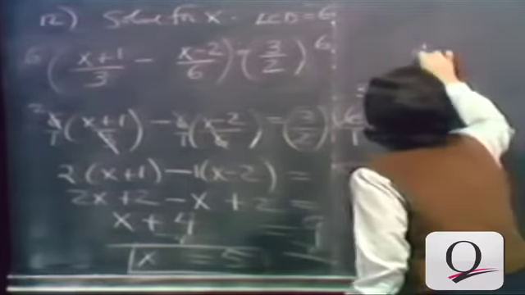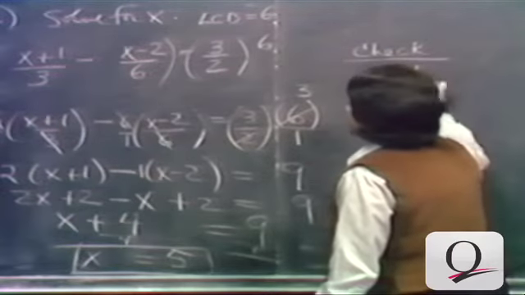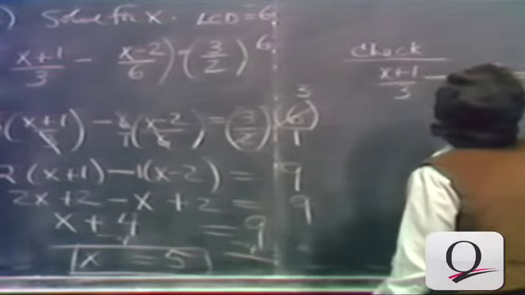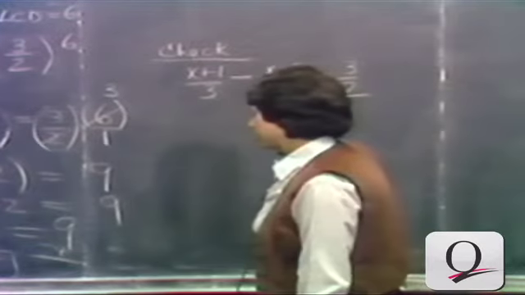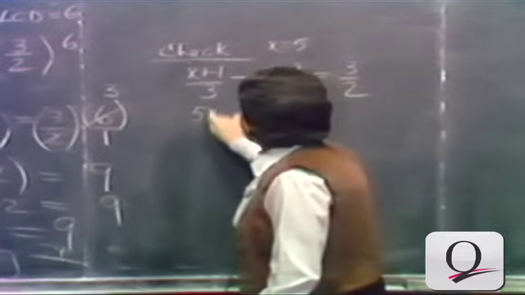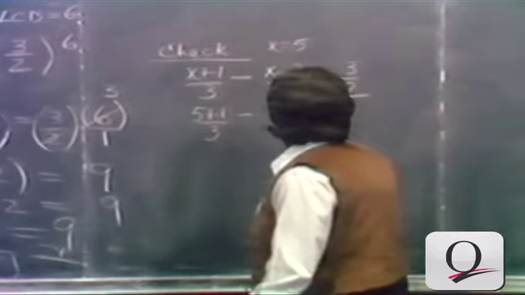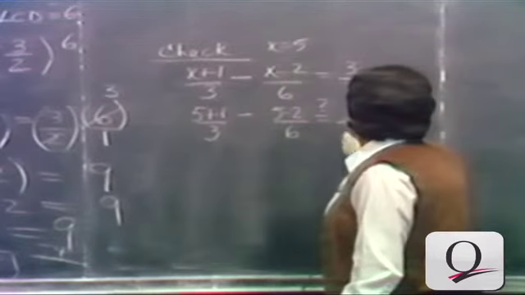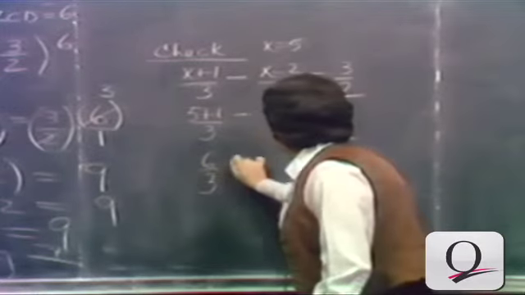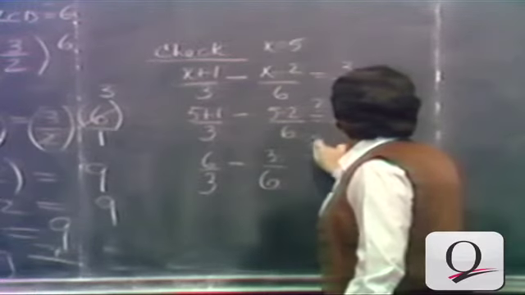Let me do that one just to show you, since I didn't do the other two. The original equation was x plus 1 over 3, take away x minus 2 over 6 equals 3 halves. And we want to check x equals 5. Substitute in x equals 5. 5 plus 1 over 3 minus 5 minus 2 over 6 should be equal to 3 halves. 5 plus 1, that's 6 over 3 minus, now 5 minus 2, that's 3 over 6, should be equal to 3 halves.